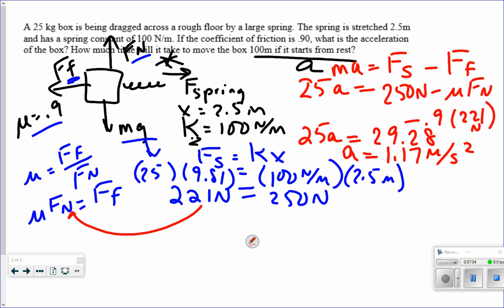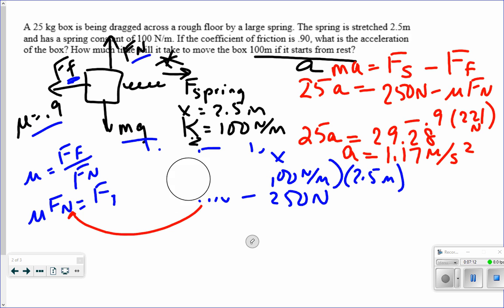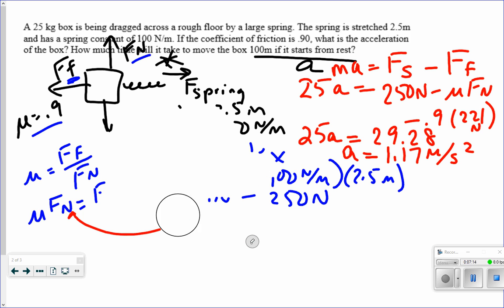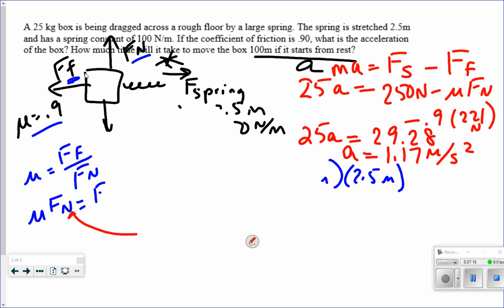Second question asks, how much time will it take to move the box 100 meters if it starts from rest? Okay, so I'm going to erase a little bit here so I have some space to work, because now we have the key stuff that we need. If you needed that information, I would say pause, go back, and take a look from there. All right, I'm going to switch back to black.